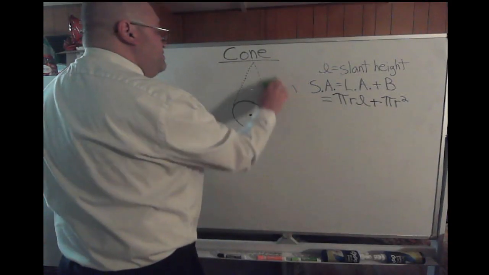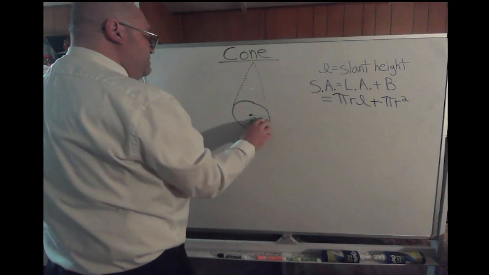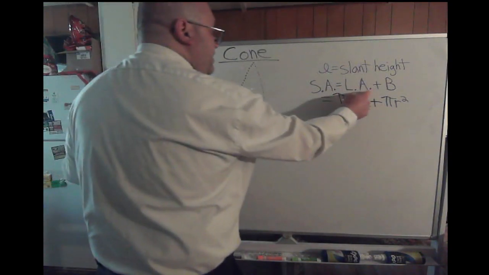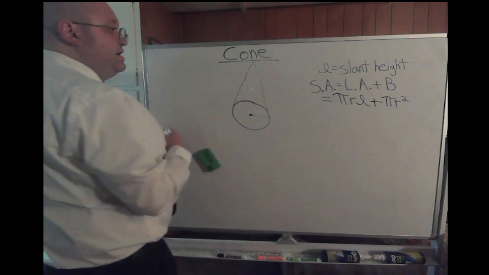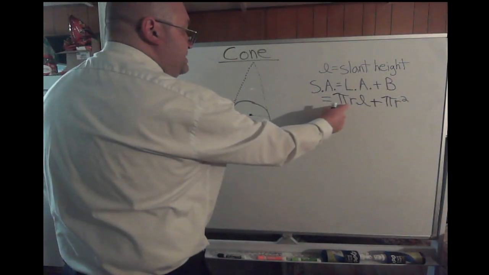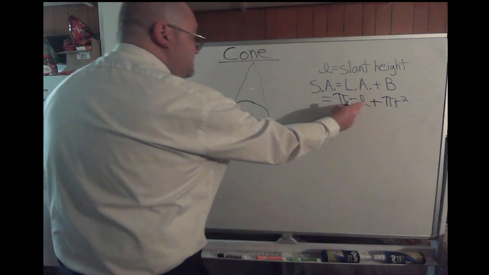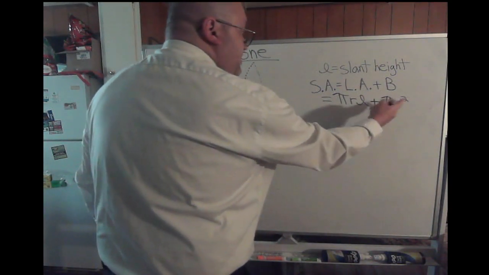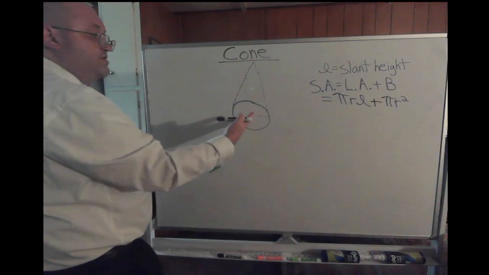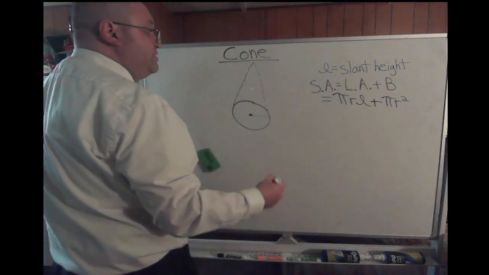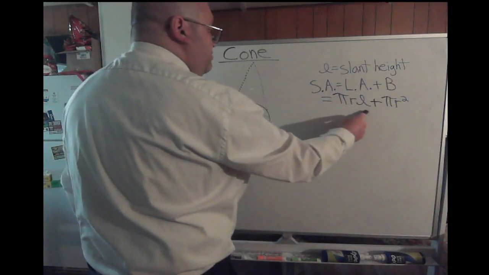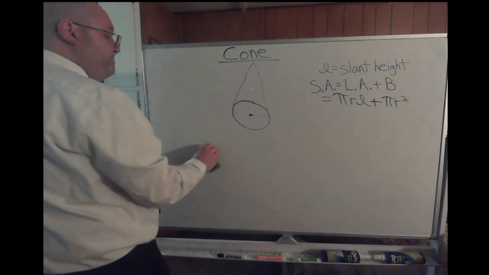So again, the surface area of your cone is nothing more than the lateral area plus the area of the base. The lateral area is pi times the length of the radius times the slant height. Then you add the area of your base to get your surface area. The area of the base is the area of the circle, which is pi r squared. So the surface area formula for a cone is pi r L plus pi r squared.